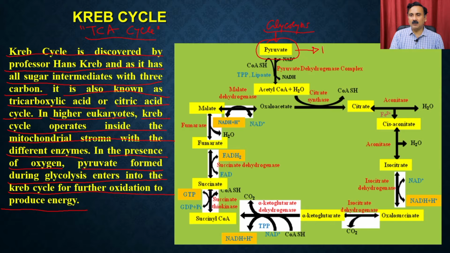First the pyruvate enters into the mitochondria, and there it gets converted into acetyl-CoA by the enzyme pyruvate dehydrogenase complex. The pyruvate dehydrogenase complex is a multi-enzyme protein complex with different types of enzymes, and it utilizes coenzyme A to produce acetyl-CoA. This is a dehydrogenation reaction, and the first molecule of NADH is produced in this reaction. As soon as acetyl-CoA is produced, it combines with oxaloacetate to produce citrate, and the enzyme is citrate synthase. So this is the first reaction and this is the second reaction.